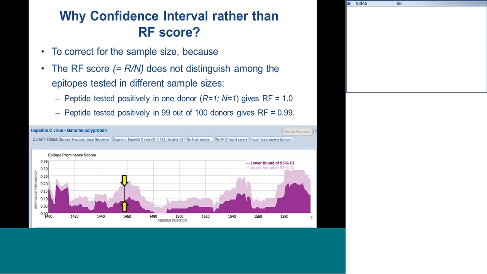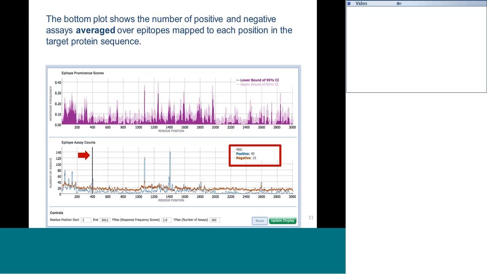And you can see that for some positions it can be pretty large, and for some it can be very small. This just gives you the idea of how confident we are in a score for this position. The bottom plot shows the number of positive and negative assays, again averaged over epitopes mapped to each position. In that case, this position is 400, and you can see the number of positive assays, 40, and negative, 15.